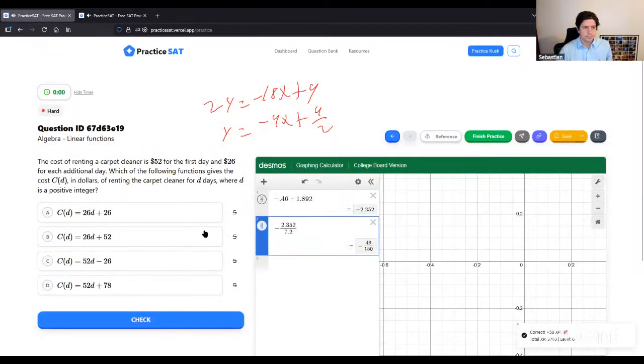All right, great. The cost of renting a carpet cleaner is $52 for the first day and $26 for each additional day. Which of the following functions gives the cost in dollars for renting the carpet cleaner for D days, where D is a positive integer? Okay, so if D is a positive integer, then we're going to have 52 for the first day and 26 for each additional day.